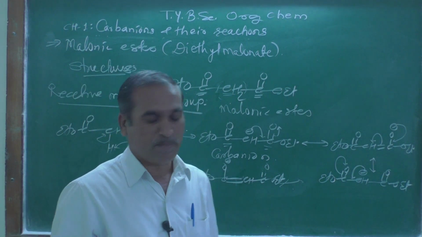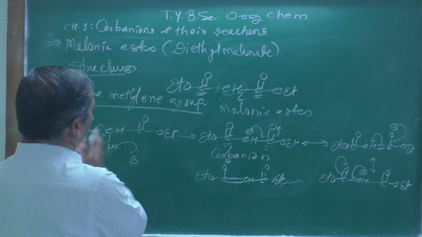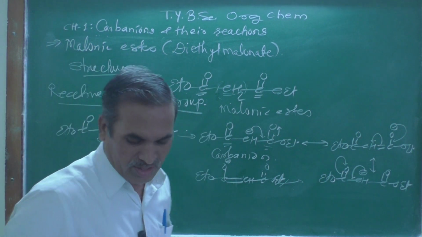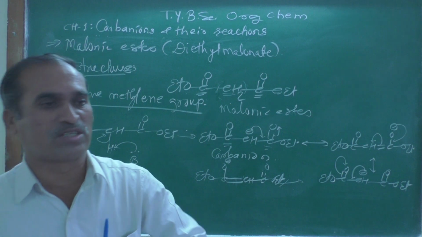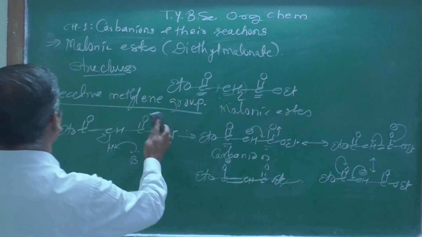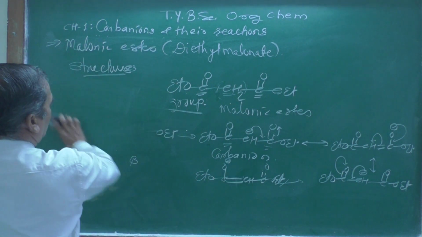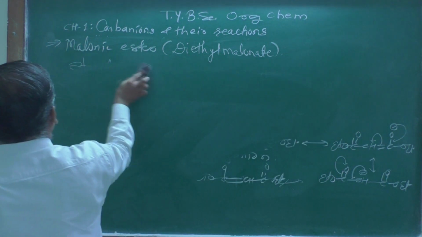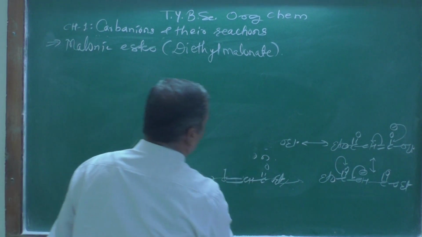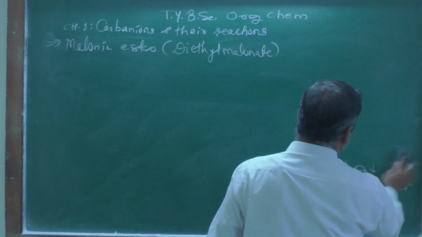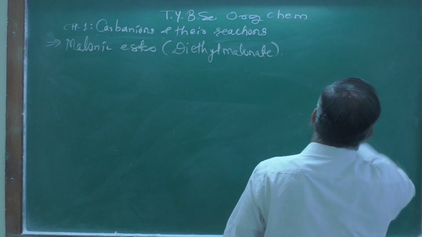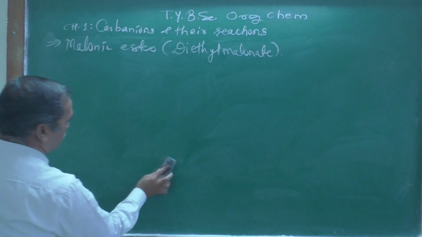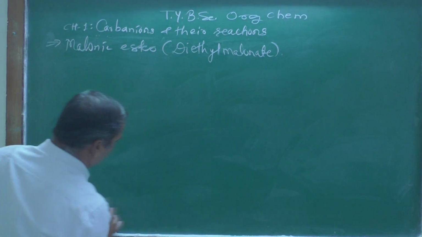Now, synthesis of malonic ester. What we have learned here is the structure of malonic ester, and we have also discussed the concept of reactive methylene group. Now we are moving toward the synthesis of malonic ester. How do we prepare malonic ester in the laboratory? That we are going to discuss right now.